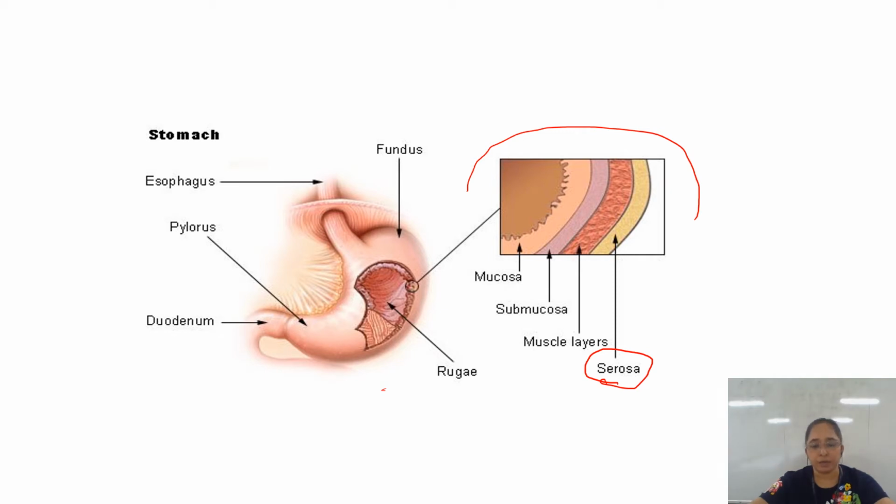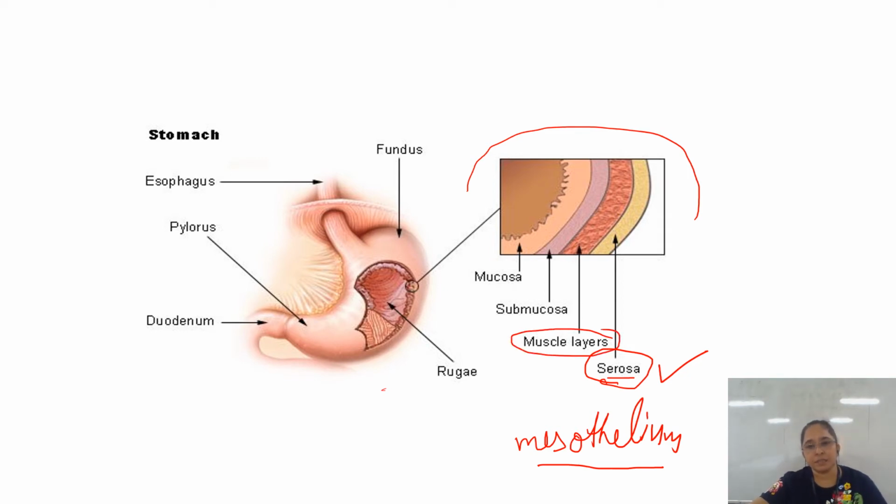It is the outermost layer and it is made up of squamous epithelium, which is called mesothelium. The inner layer is of connective tissue. So serosa is the outermost layer made up of a layer of squamous epithelium, called mesothelium, and the inner layer is of connective tissue. Fine.